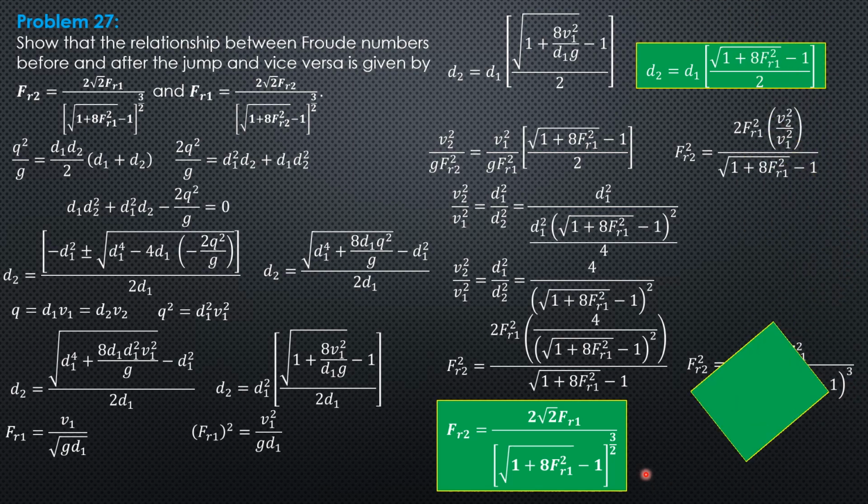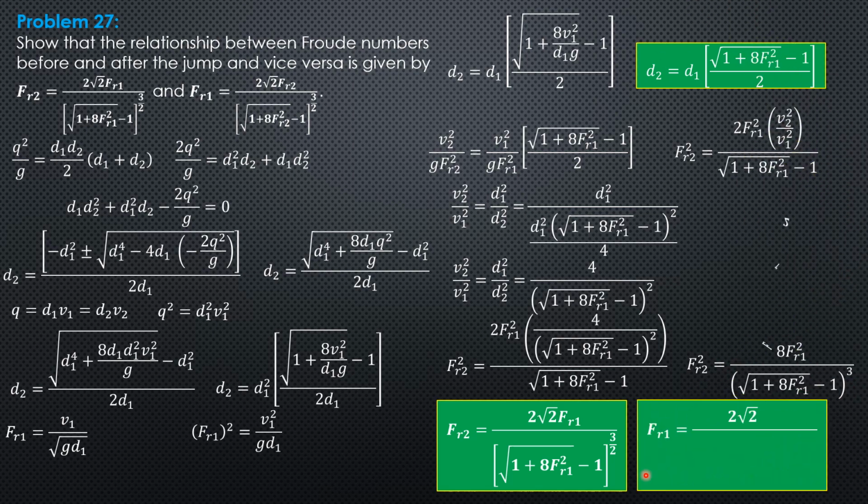Similarly, fr1 is 2 square root of 2 fr2 all over quantity square root of 1 plus 8 fr2 square minus 1 to the 3 halves. So that's it. That's the proof. So the formula is difficult to memorize, but if you understood the derivation and you can derive this on your own, then it's easy to remember also. So take note of depth 2 and this Froude number before and after the jump relationship.